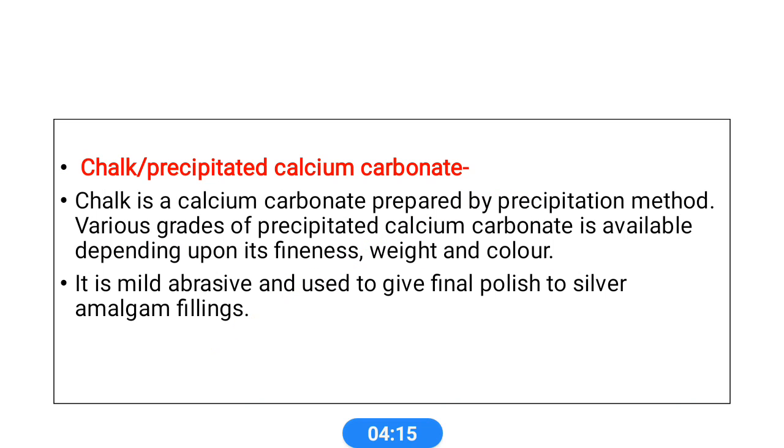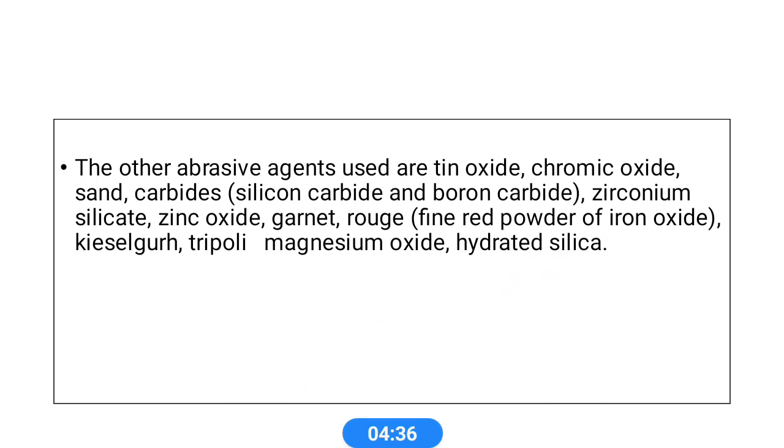Another example is chalk or precipitated calcium carbonate. Chalk is calcium carbonate prepared by the precipitation method. Various grades of precipitated calcium carbonate are available, depending upon its fineness, weight and odor. These are mainly mild abrasives and are used to give the final polish to silver amalgam fillings. Other abrasive agent examples are zinc oxide, chromic oxide, sand, carbides, zirconium silicate. These are lots of examples of abrasive agents.